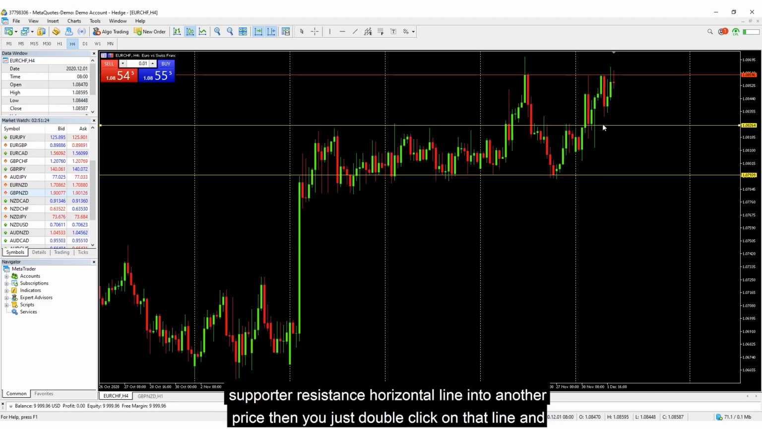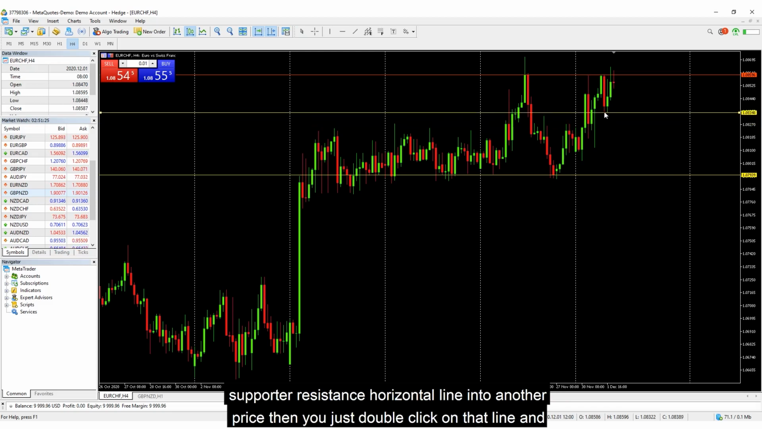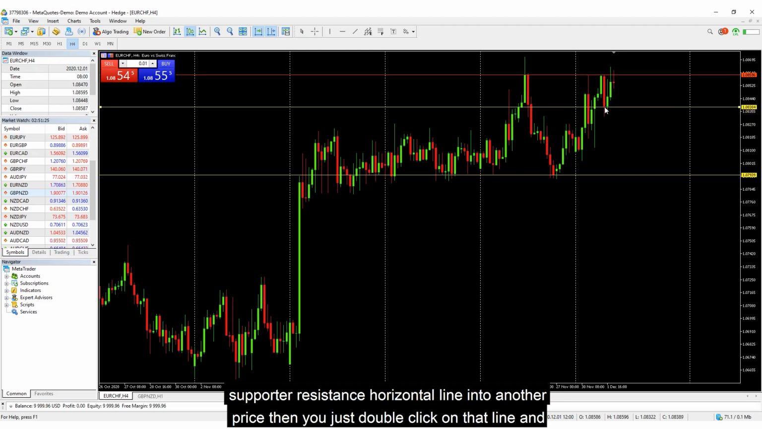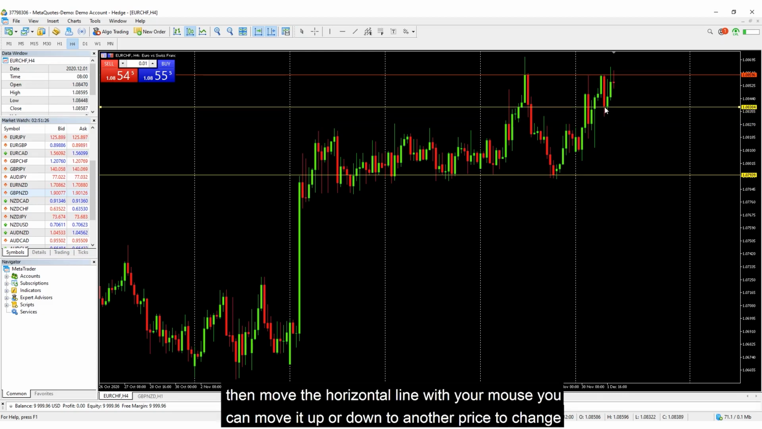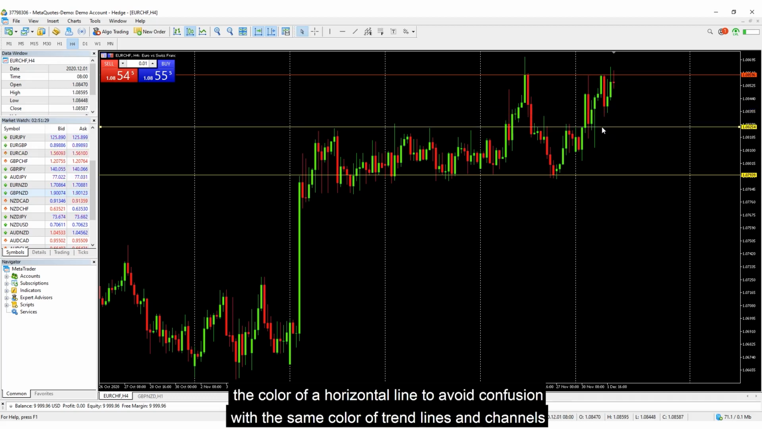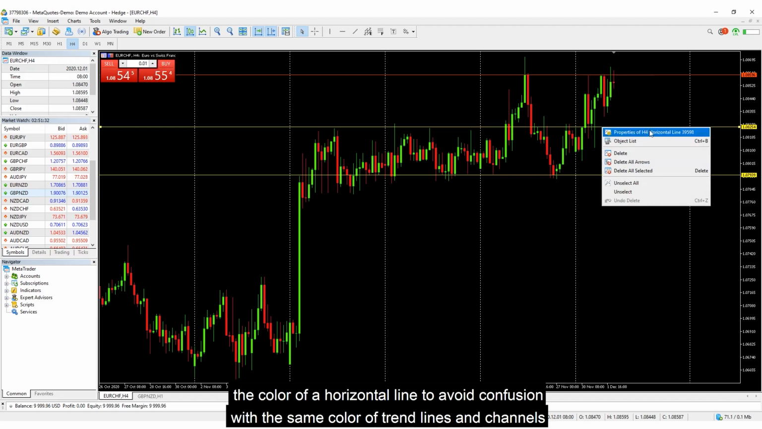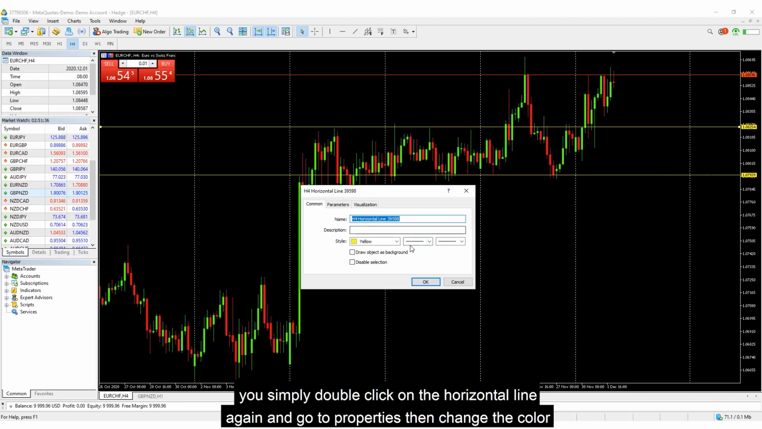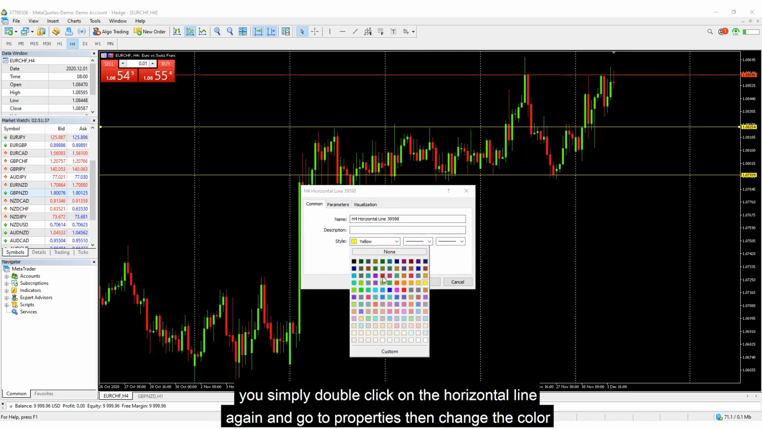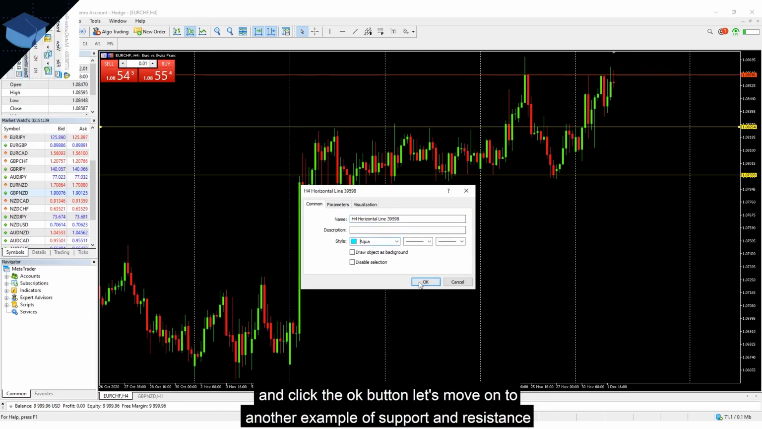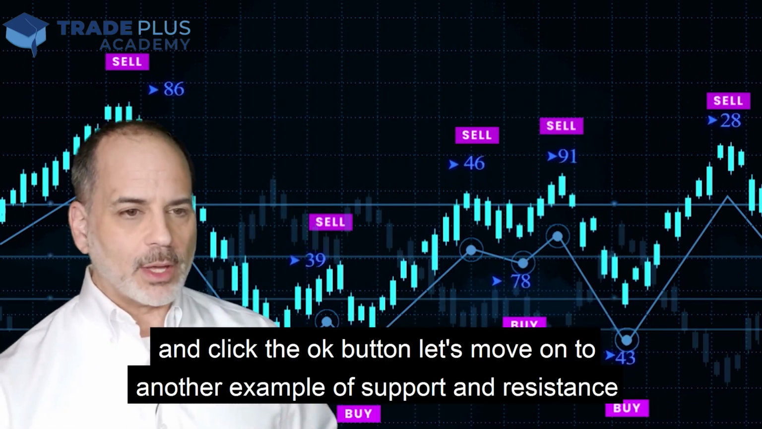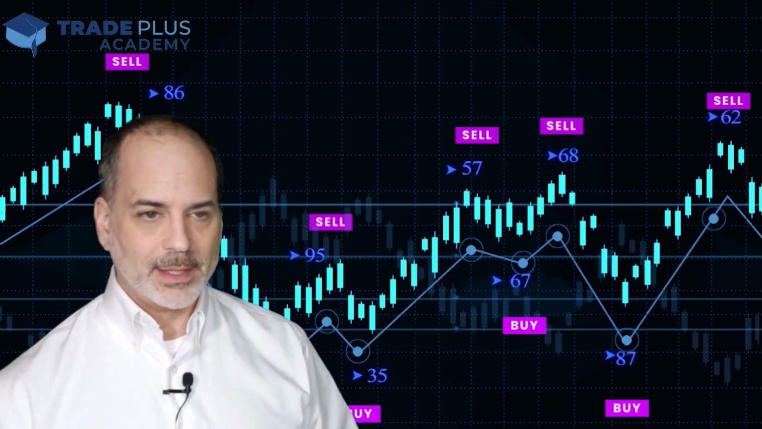So if you want to move your support or resistance horizontal line into another price, then you just double-click on that line and then move the horizontal line with your mouse. You can move it up or down to another price. To change the color of a horizontal line to avoid confusion with the same color of trend lines and channels, you simply double click on the horizontal line again and go to Properties, then change the color and click the OK button. Let's move on to another example of support and resistance.